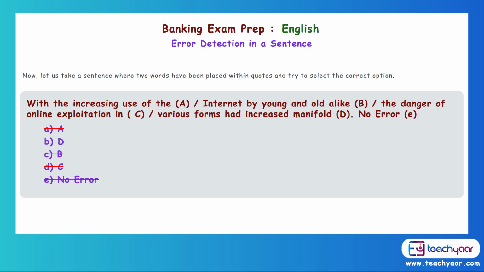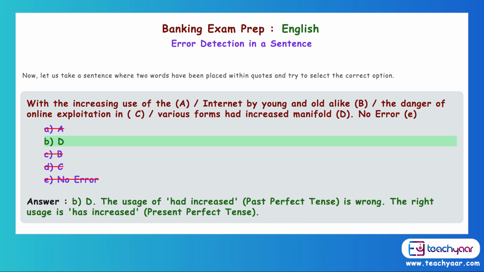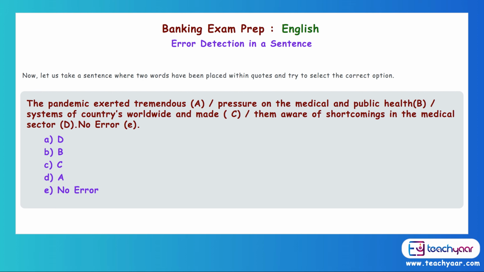So let us go to the answer now. The answer is option B, that means the D part of the sentence. The usage of had increased, past perfect tense, is wrong. The right usage is has increased, which is present perfect tense. So you have to note all these things, whether the mistake is in the article, in the tense, singular, plural. You have to identify the error. Okay, now one more sentence.